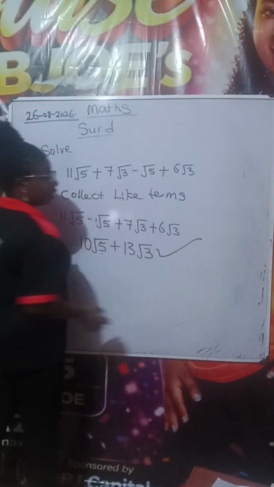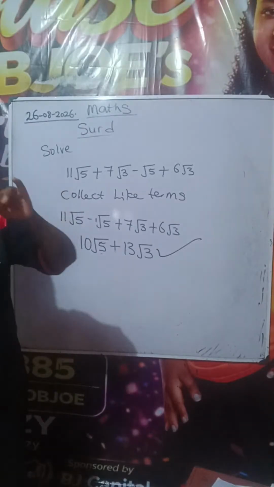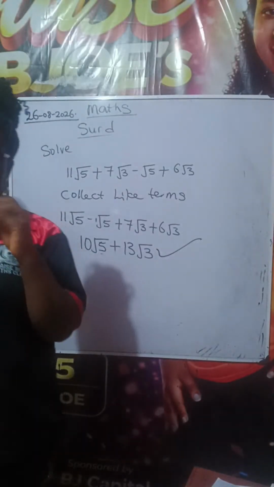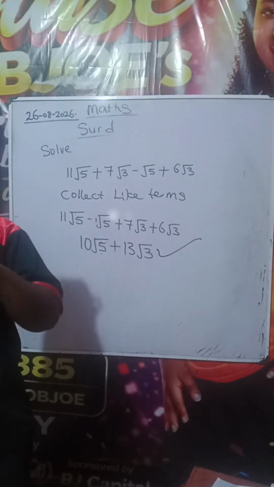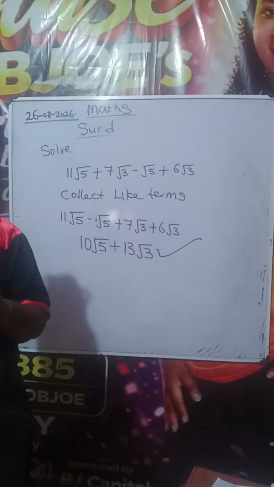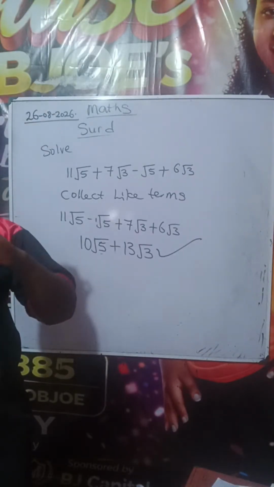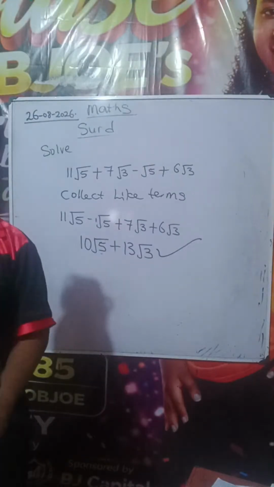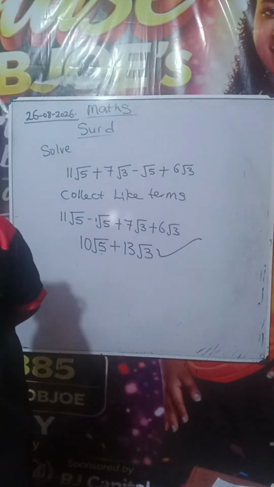So looking at it like this, it is the final answer. That is one of the rules in surds, that when you are doing addition and subtraction, the root must be the same. If it's not the same, you can't do it. So did you understand it?